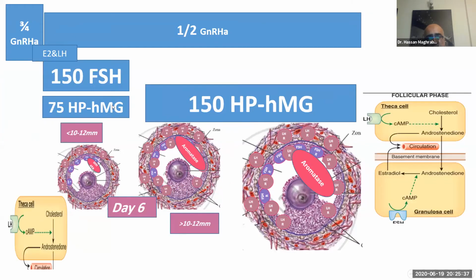And the second arm is 150 FSH plus 75 highly purified HMG in the first 5 to 6 days until the follicles exceed 12 millimeters, and then again 150 highly purified HMG units till the time of the trigger.